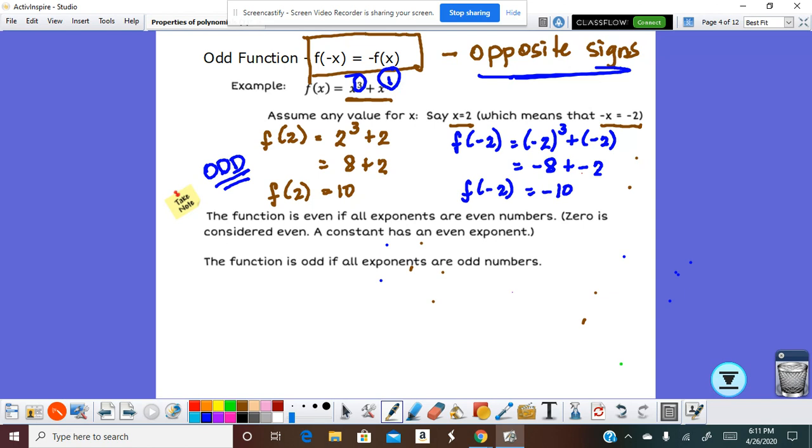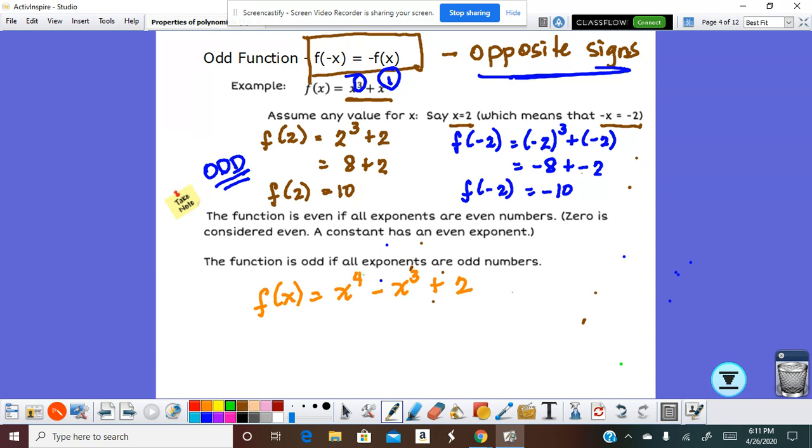Now, if you have a combination of even numbers and odd numbers for the exponent, then that is neither odd nor even. For example, say you are given f of x equals x to the fourth minus x cubed plus 2. Let's look at the exponents here.